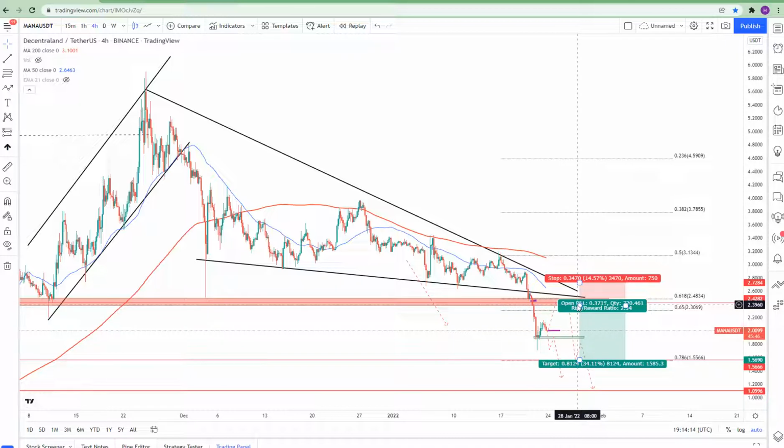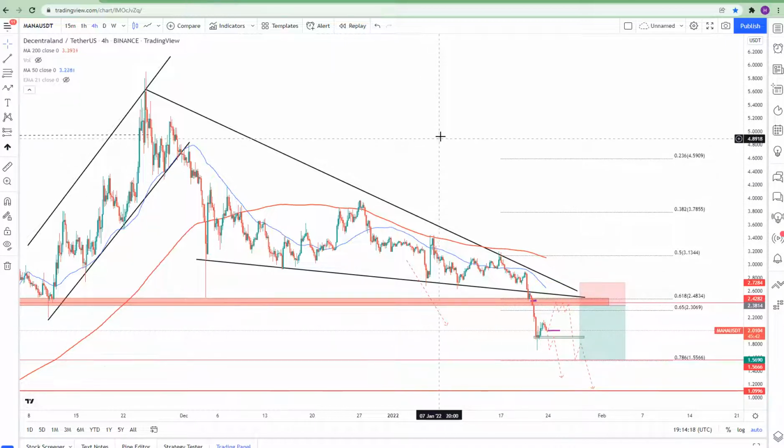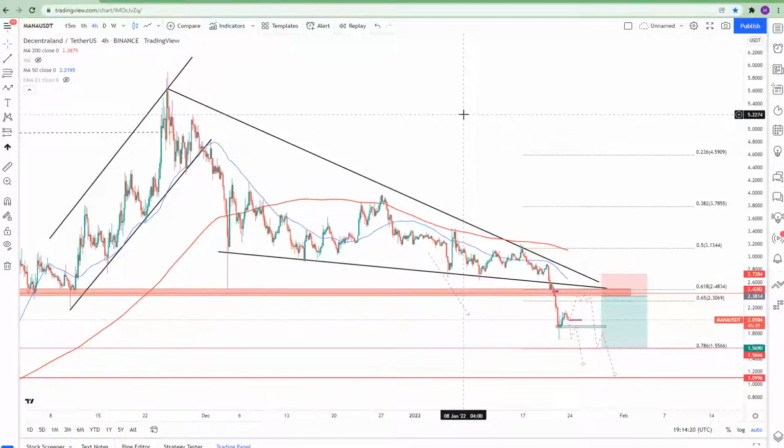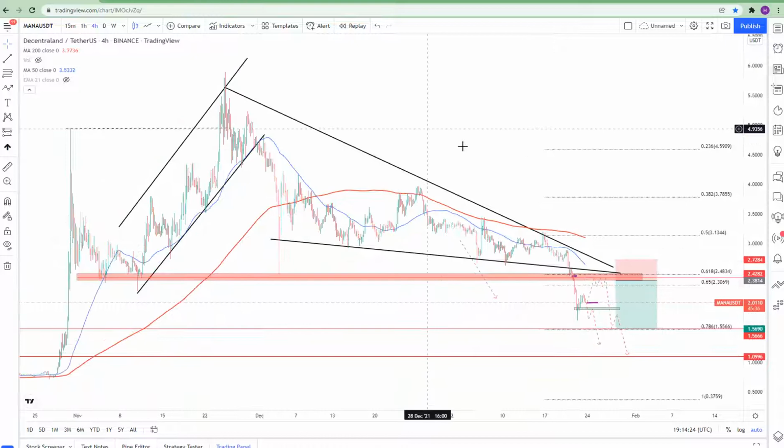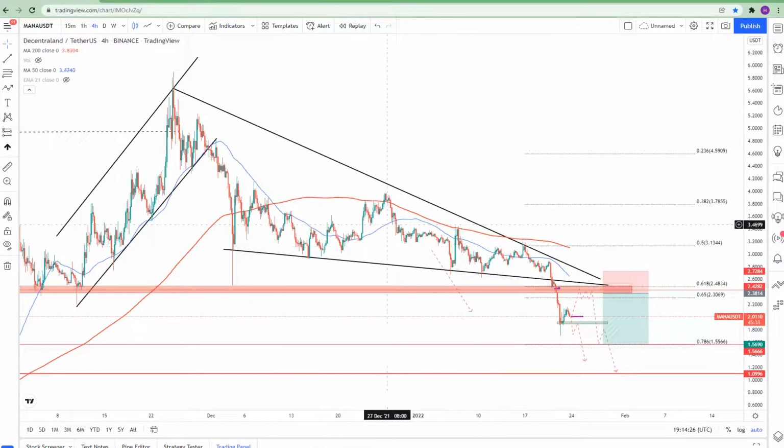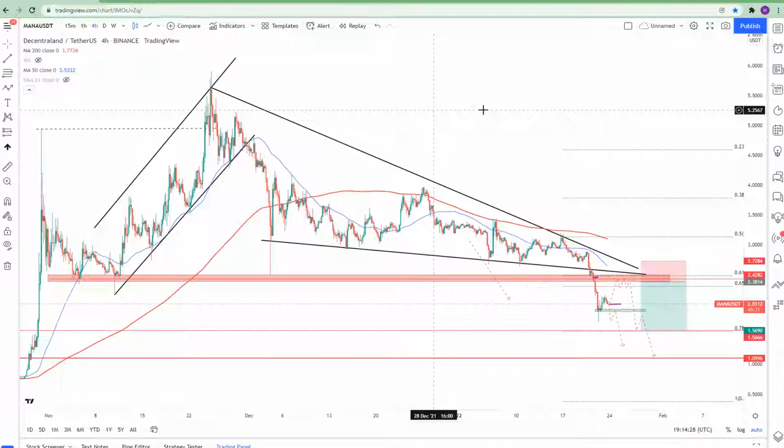I'll make some videos about those consolidations as well in the incoming days, what to look for before entering a trade. But for now you can make yourself biased about the direction, which is to the downside.